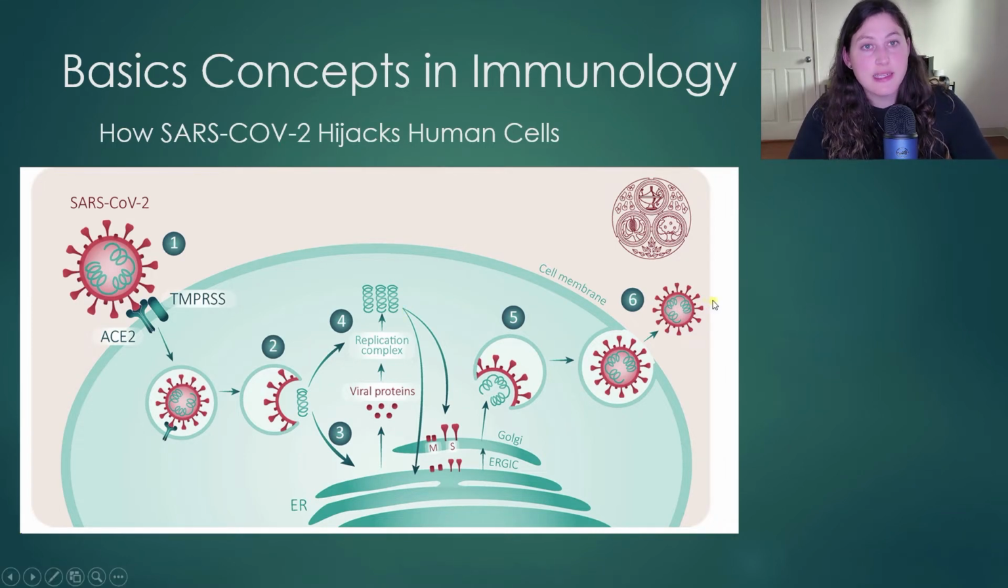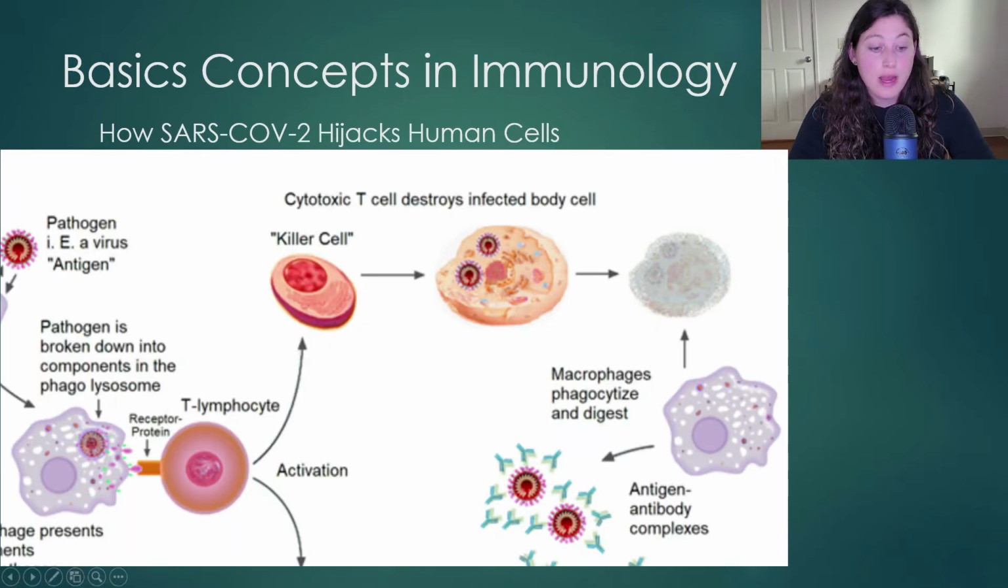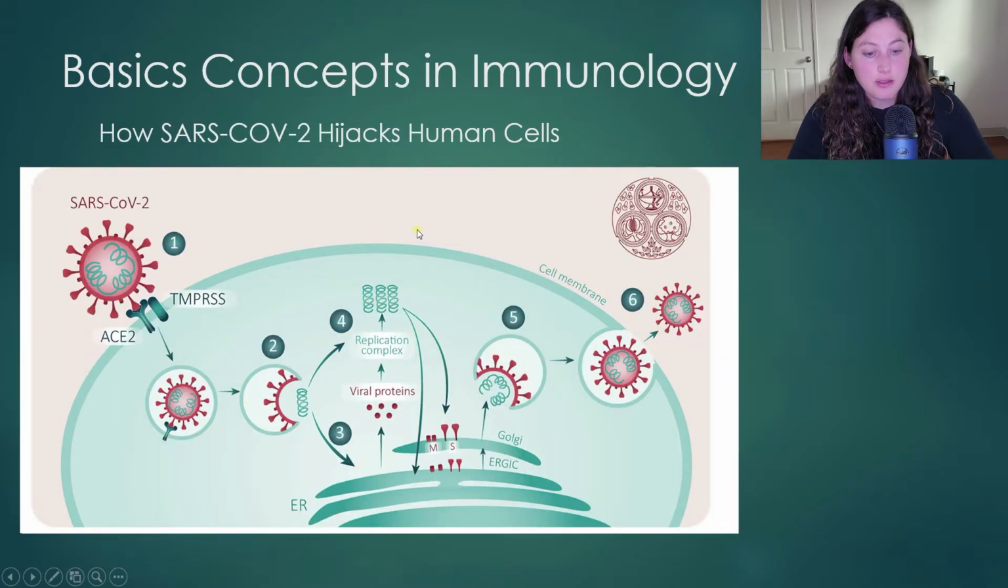As the cell is releasing the virus, you have killer T cells who have been trained to spot maybe the spike protein or maybe the membrane protein. So they see this cell releasing virus. Killer T cells will find this cell and they will kill it.